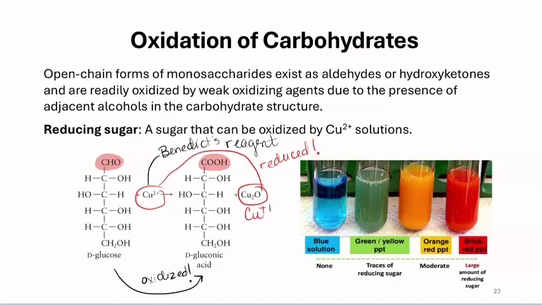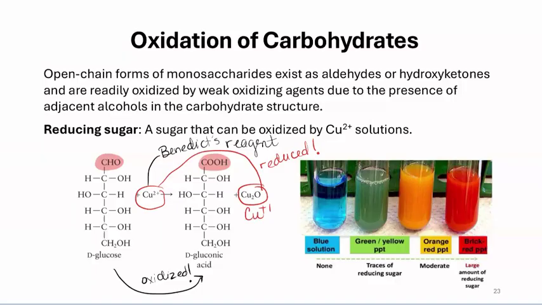Then, depending on the amount of sugar that we have in the solution and the sugar that gets oxidized, that blue solution may turn into green, orange, or brick red. And depending on the color that the Benedict's reagent turns, that tells us how much sugar is present in the solution.